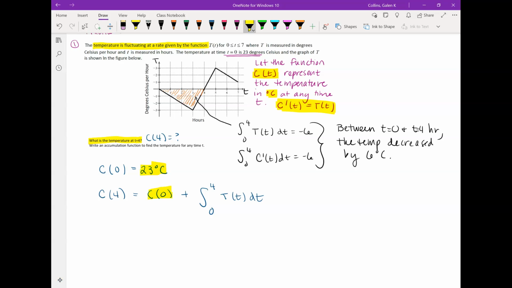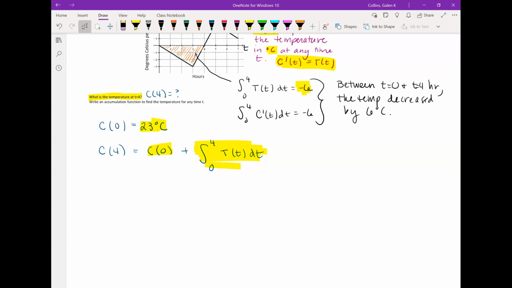We're adding to that the change of the temperature between 0 and 4 hours, which we know from over here is -6. And so we would figure out that C of 4 is 23 minus 6. So what's that, like 17 degrees Celsius? I'm not actually really worried about the answer.